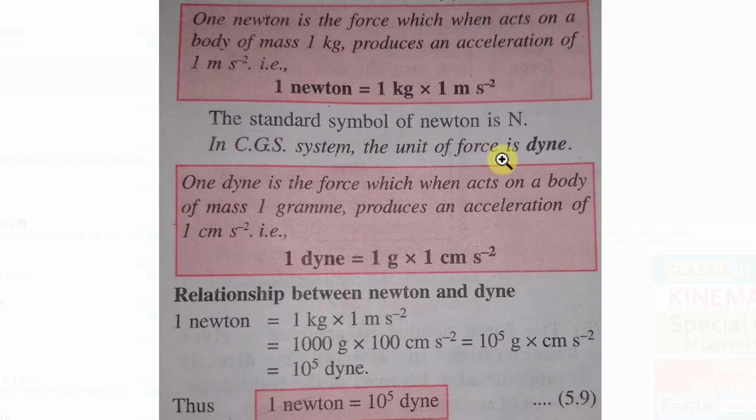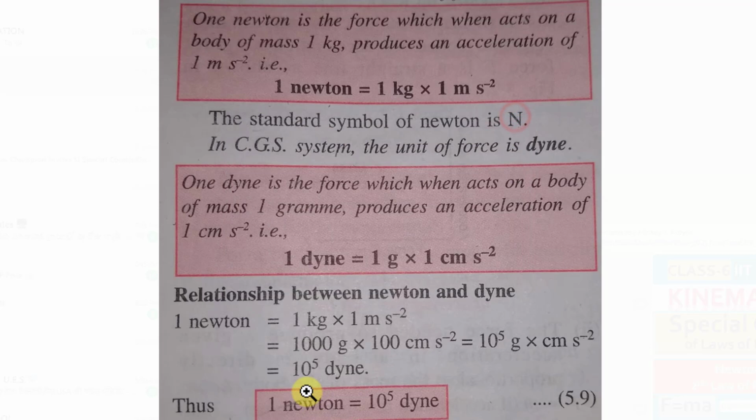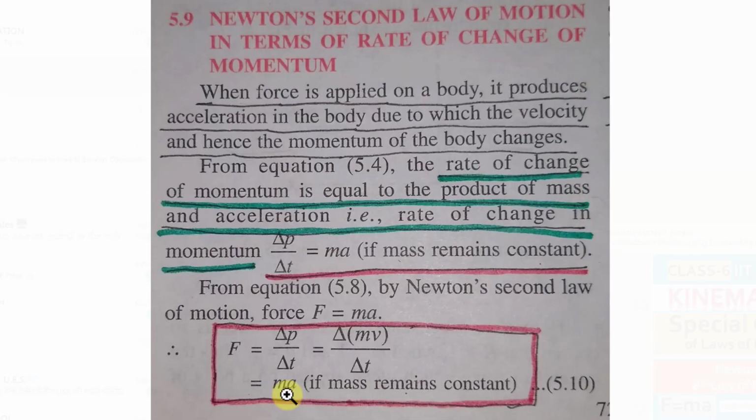In the CGS system, the unit of force is dyne. How can you define dyne? 1 dyne is the force which, when it acts on a body of mass 1 gram, produces an acceleration of 1 centimeter per second square. Newton is kilogram meter per second square. Dyne is gram centimeter per second square. How can you relate Newton and dyne? 1 Newton is equal to 10 to the power 5 dyne. Clear children?